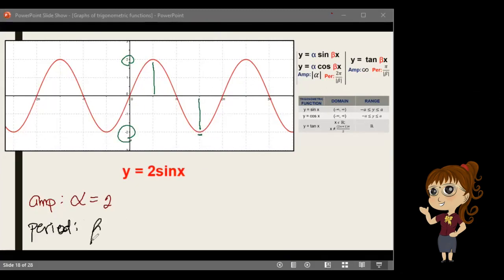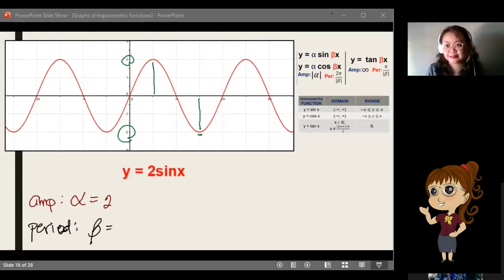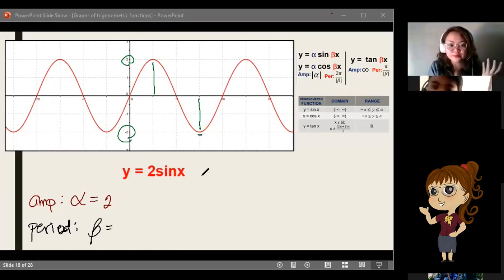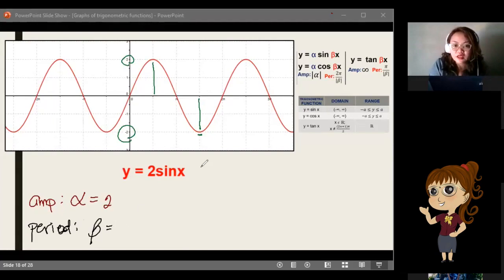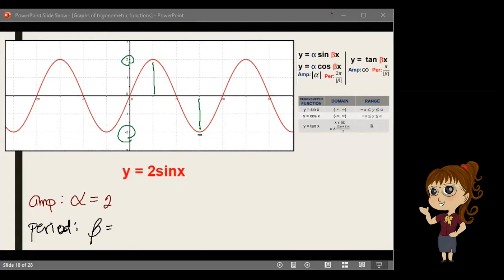How do you identify the beta value? Beta yung kasama ni x. Beta lang siya. Beta yung kasama ni x. So in this case, we have 2 sine x. Ay, mahina daw po yung voice ko. Sorry. Ayun po. So, beta po yung kasama ni x. In this case, we have y equals 2 sine x. So, ano po ang numerical coefficient ni x dito? Let's have Angela.